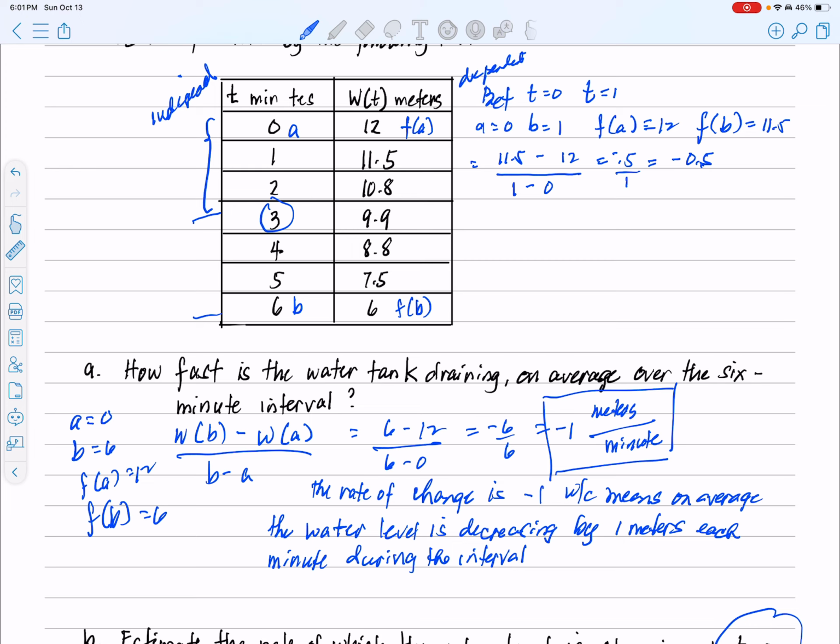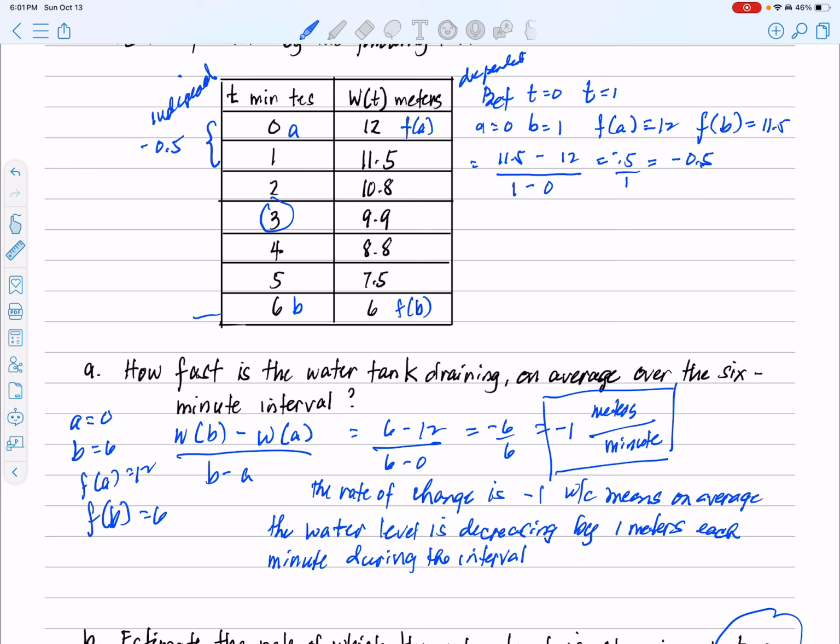That is the rate of change. I'm going to use this: the rate of change from 0 to 1. So we have a negative 0.5.